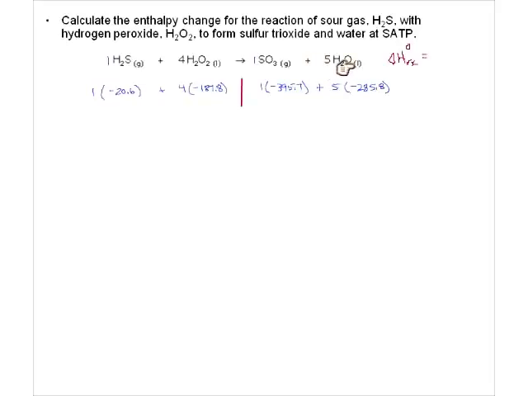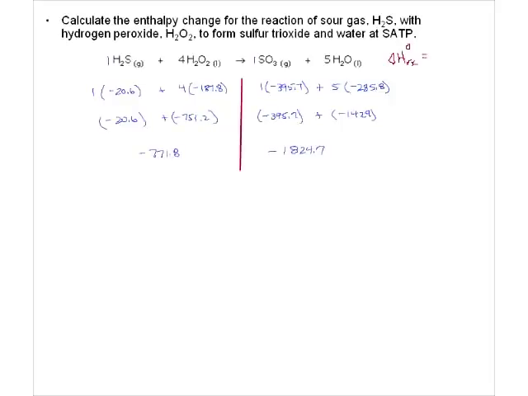Again, watch the state here. This is water liquid, not water gas. So 5 times negative 285.8. And again, to make it simple, I'm simply going to add these two numbers together. Now, I'm going to do the math here, and then I'm going to do the math here, just to simplify it. There we go. Okay, so I multiply by 4 and 5 there. Now I'm going to add these two sides together.